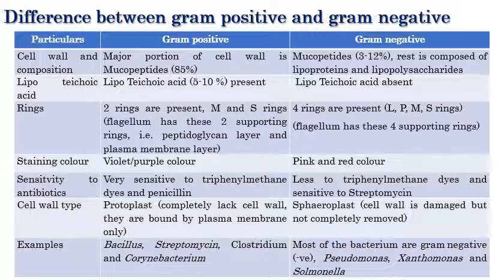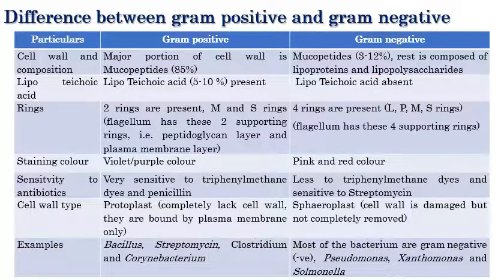Starts with the cell wall. The gram-positive cell wall is made up of 85% mucopeptides, whereas the gram-negative cell wall is made up of just 3 to 12%. The remaining composition is composed of lipoproteins and lipopolysaccharides. That is the first main difference between gram-positive and gram-negative bacteria. The gram-negative cell wall is also made up of mucopeptides, but it contains a very small amount compared to gram-positive.